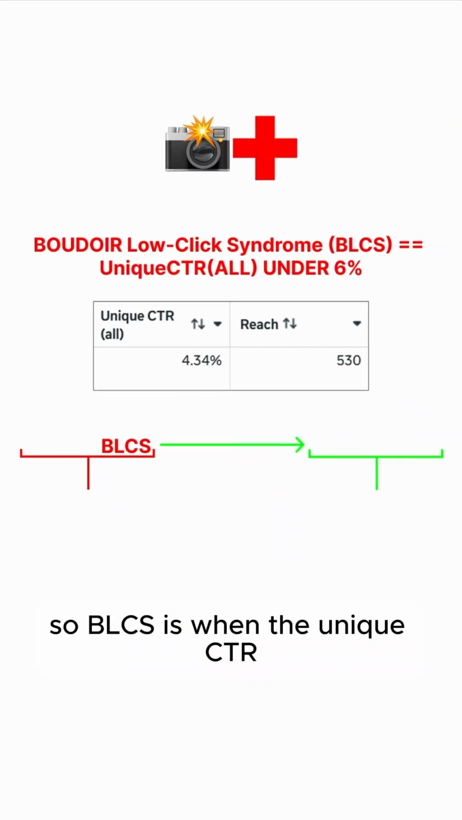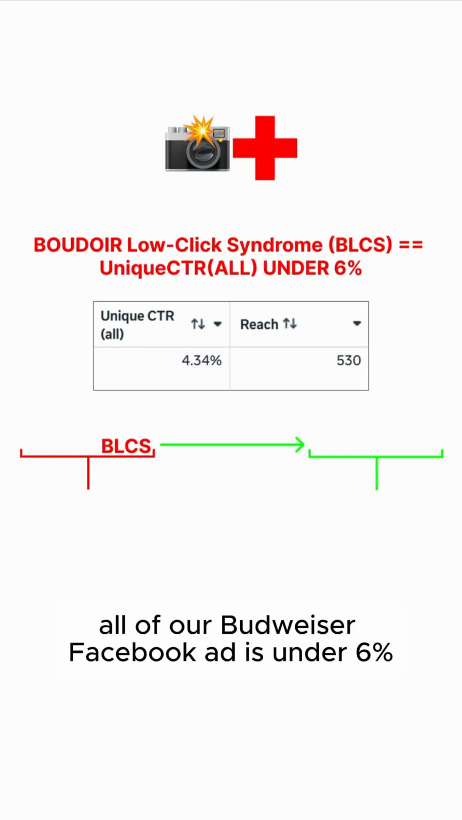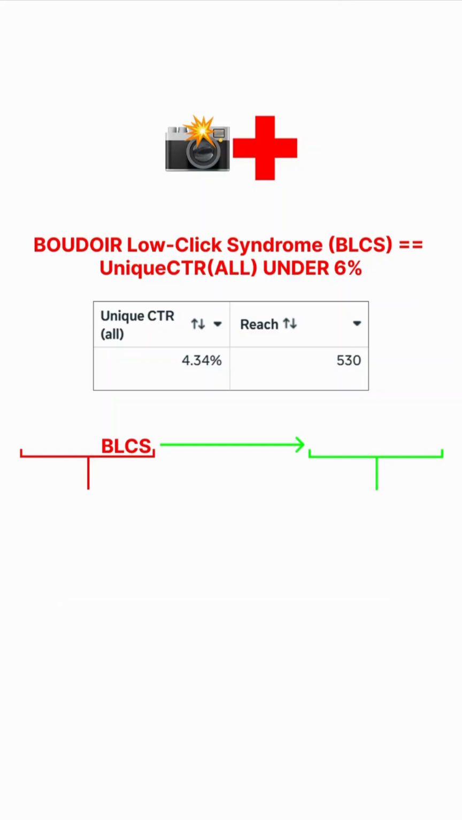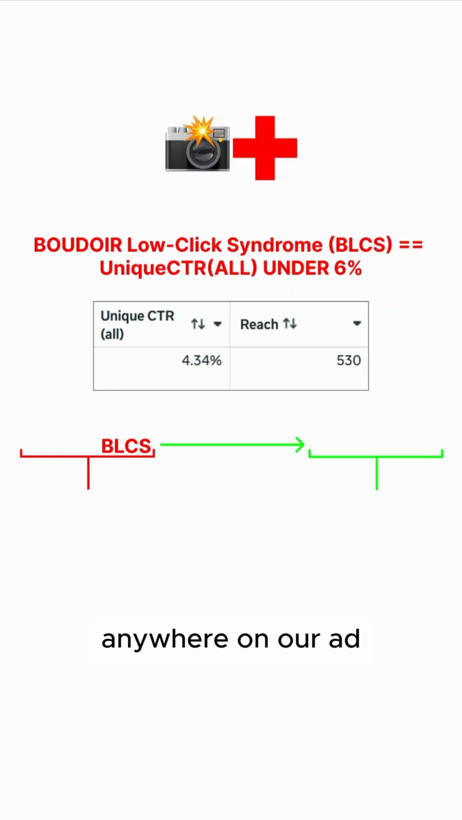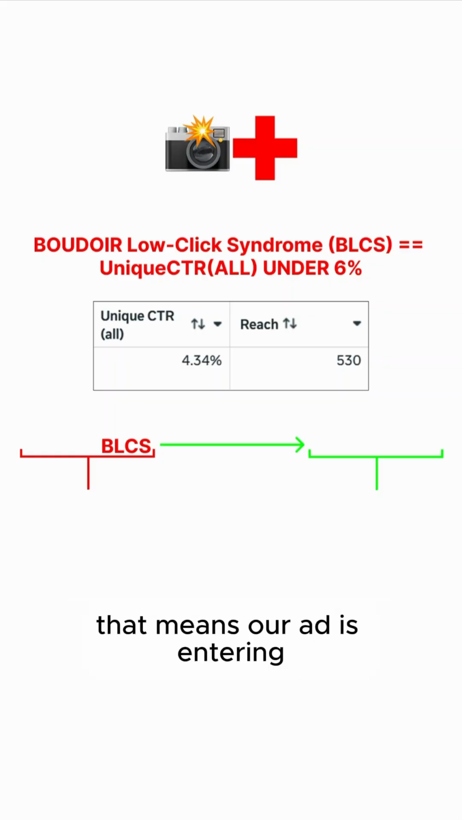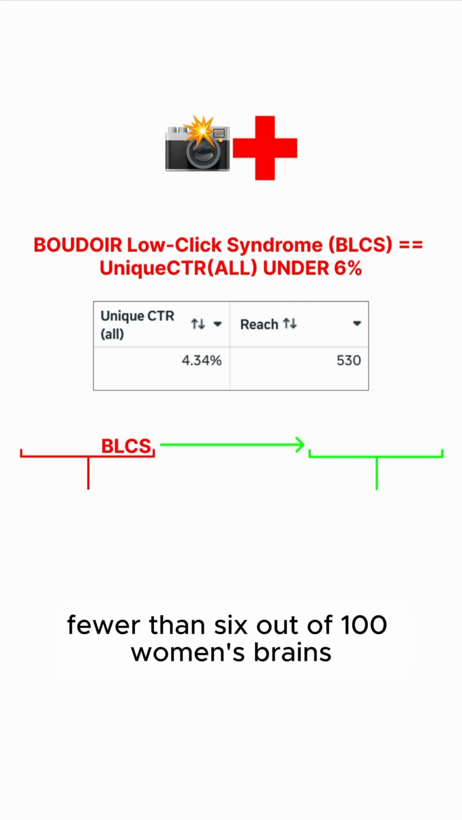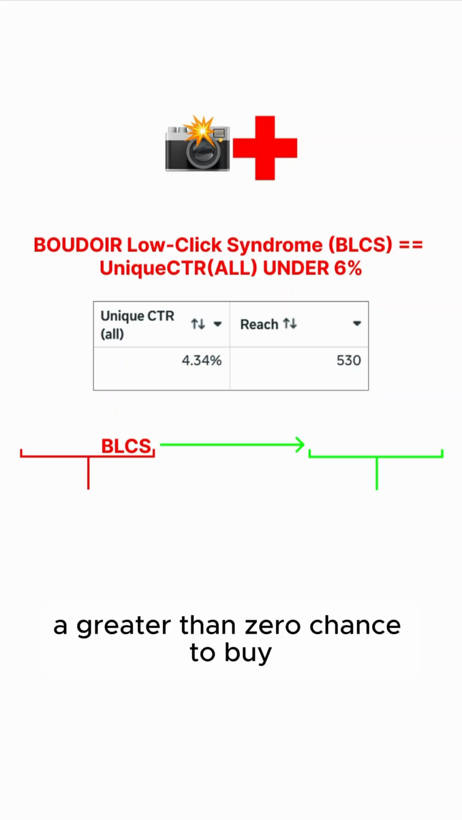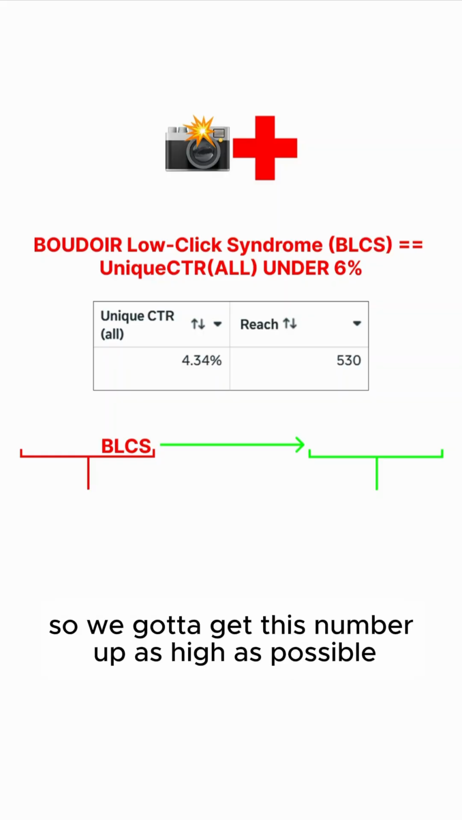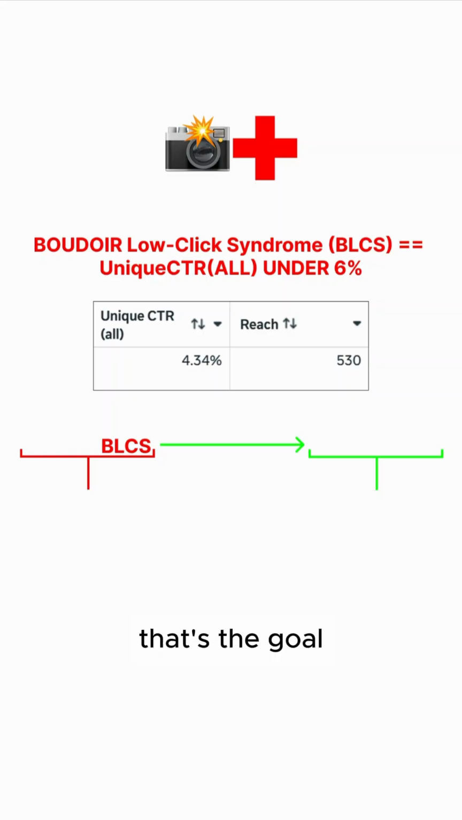BLCS is when the unique CTR of our Boudoir Facebook ad is under 6%, aka fewer than 6 out of 100 women are clicking anywhere on our ad. That means our ad is entering fewer than 6 out of 100 women's brains, and that means fewer than 6 out of every 100 women that see our Boudoir Facebook ad have a greater than zero chance to buy. So we've got to get this number up as high as possible. That's the goal.